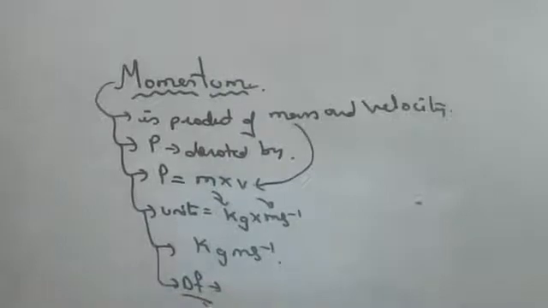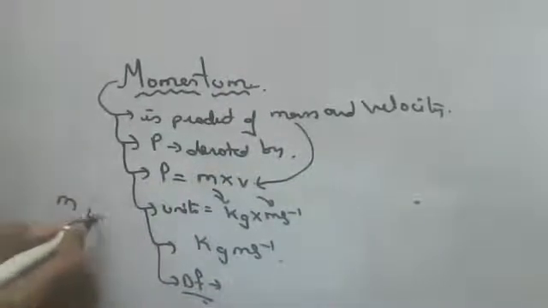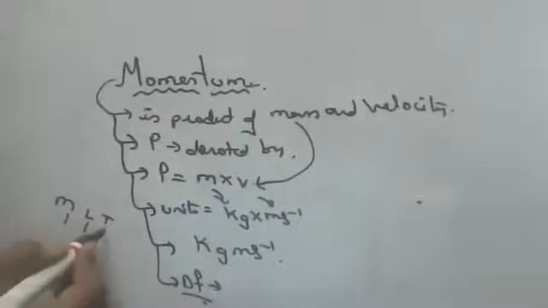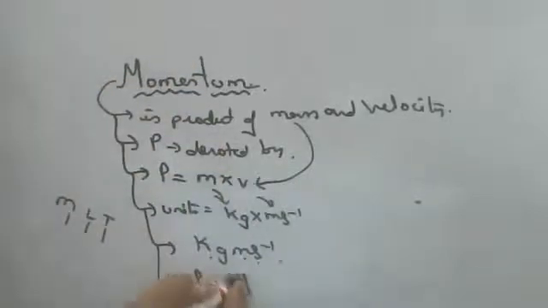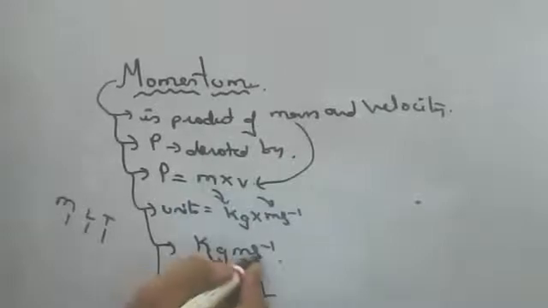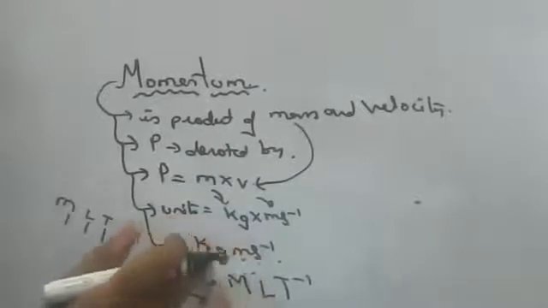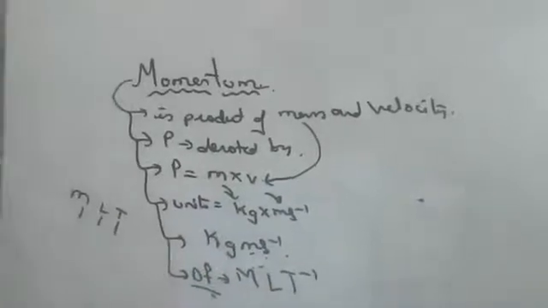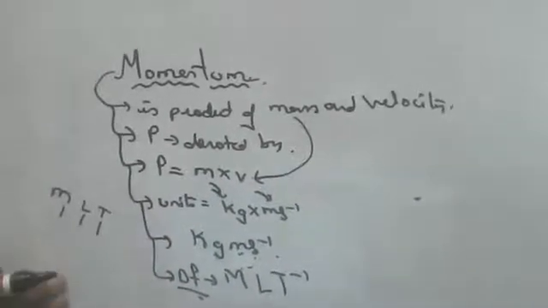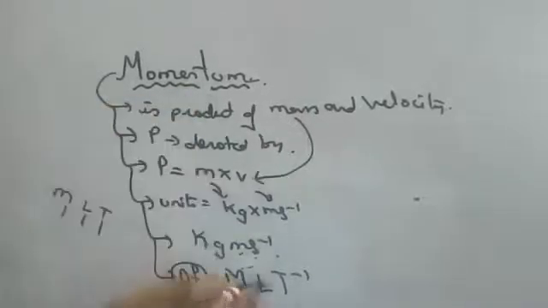Always the dimensional formula we should write in terms of M, L, and T, where M is mass, L is distance, T is time. So if you write the dimensional formula of momentum, it will be M, because 1 kg is there, L, because 1 meter is there, and second is T minus 1. So this is called the dimensional formula. The dimensional formula of momentum is MLT minus 1. For every concept in physics, force, momentum, everything will have a dimensional formula.